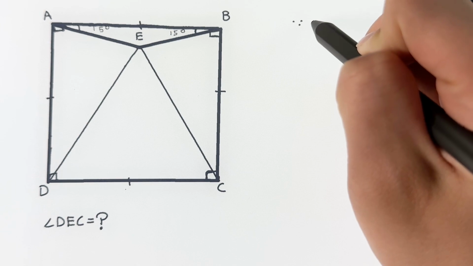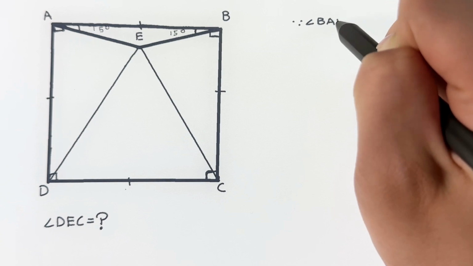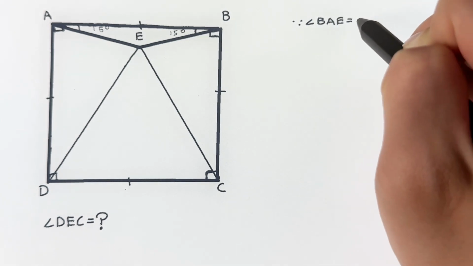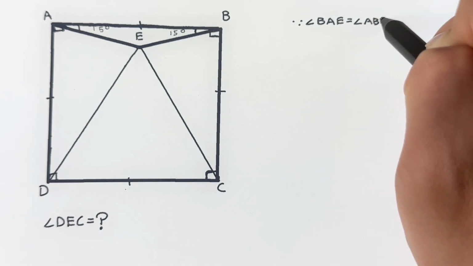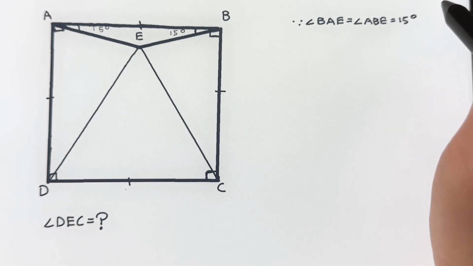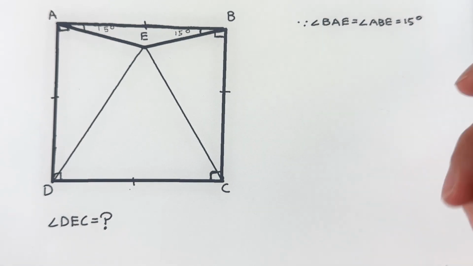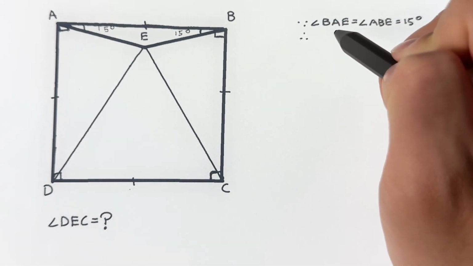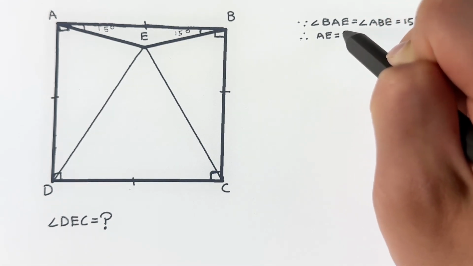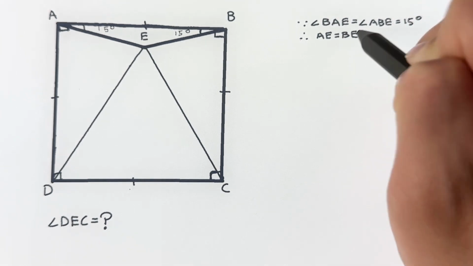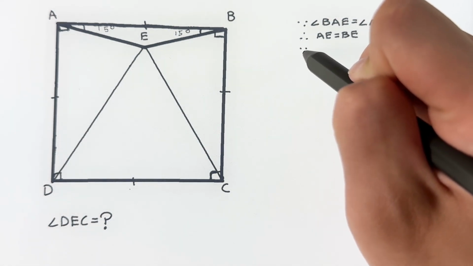So, since angle BAE equals angle ABE equals 15 degrees, we have AE equals BE. Then we can prove that these are congruent.